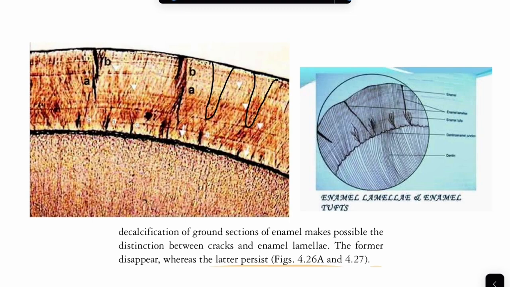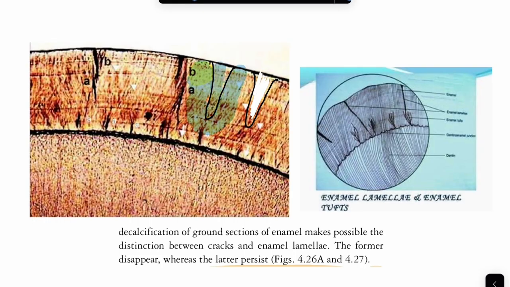So my crack has nothing in there. Okay, it's empty space, but enamel lamellae will have some organic material in here. So how do I distinguish between this? What will I do? I will decalcify the tissue. When I decalcify the tissue, everything surrounding the crack will dissolve.